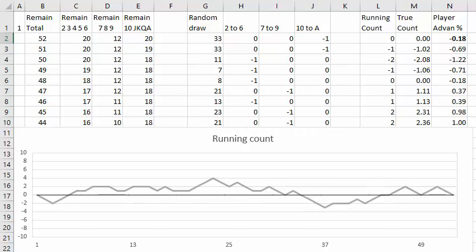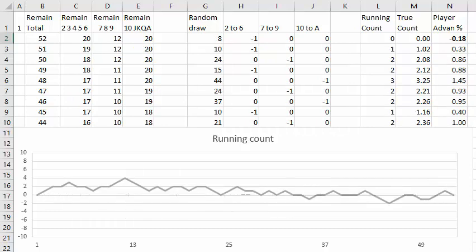I'm going to press the F9 key a few times until I see the situation I want. Okay, here it is. The first two cards dealt out of the deck are low cards, 2 through 6. So at the beginning, the running count is 0. A small card is dealt out. There's one fewer small card. So now there are 19 small cards and the same number of neutral and positive cards. The running count is +1.